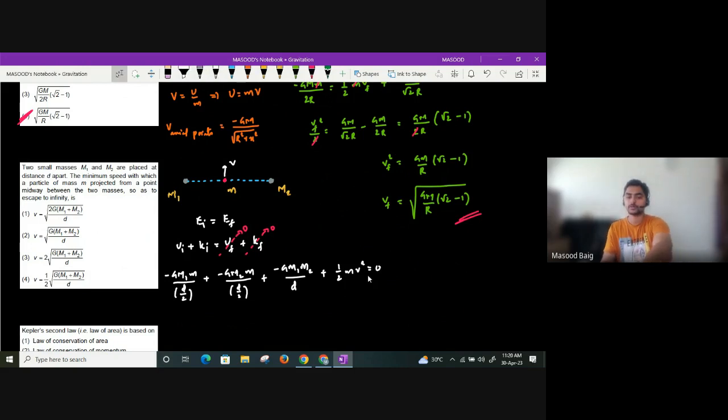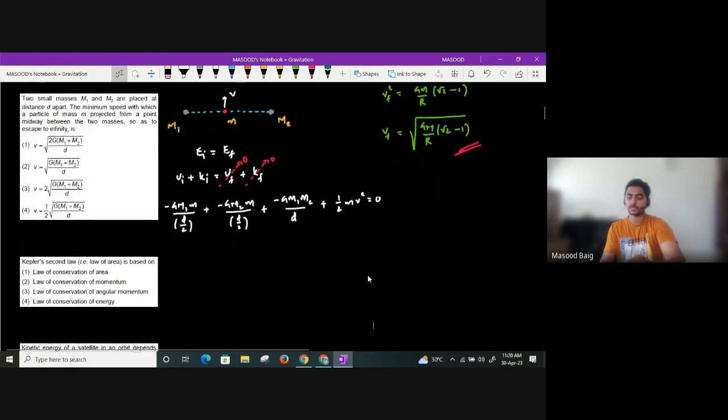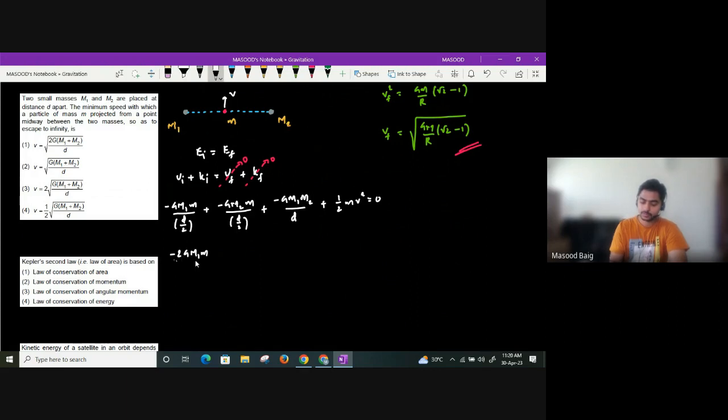So from this, what can we take now? I can write this as minus 2 G m1 small m divided by d, minus 2 G m2 small m divided by d, minus G m1 m2 divided by d, plus half mv square should be equal to 0. Yes or no, everyone? So what can we take now?